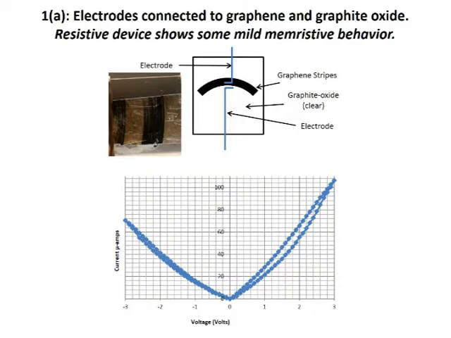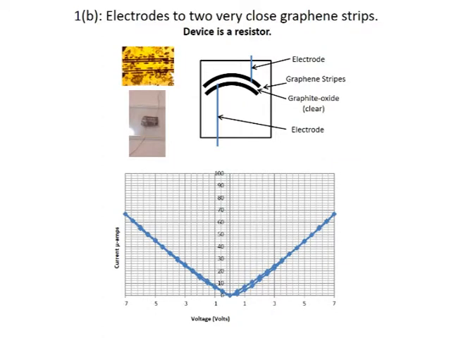Here you can see a close-up of device 1A as well as a schematic. In this case, the electrodes were attached to a wide strip of graphene and graphite oxide. The result was essentially a resistor with very mild memristive effects, not much better than the jello device. I hypothesized that the problem with device 1A was that one electrode was connected directly to the graphite oxide insulator and didn't allow the material to properly move under voltage. So I built a test device where the electrodes connected to 2 thin graphene conductive strips separated by a strip of graphite oxide. The result was unfortunately a resistor with no memristive effects.